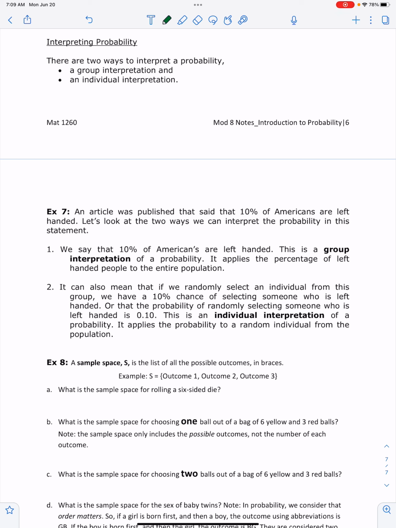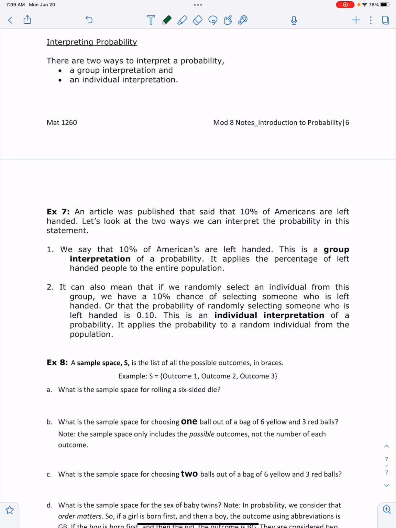So let's take a look at example 7. An article was published that said that 10% of Americans are left-handed, go lefties. Let's take a look at the two ways we can interpret. If we're talking about the group interpretation, this is part 1, we are going to say that 10% of all Americans are left-handed.